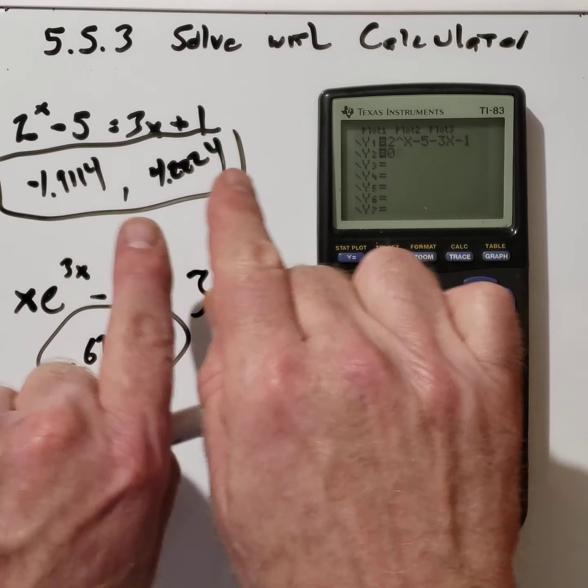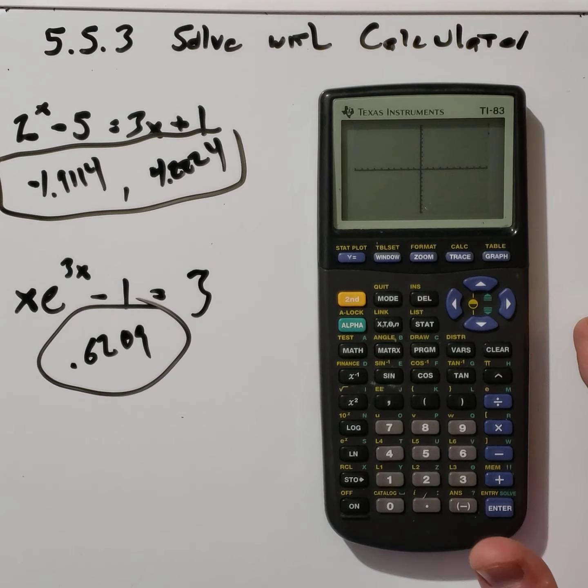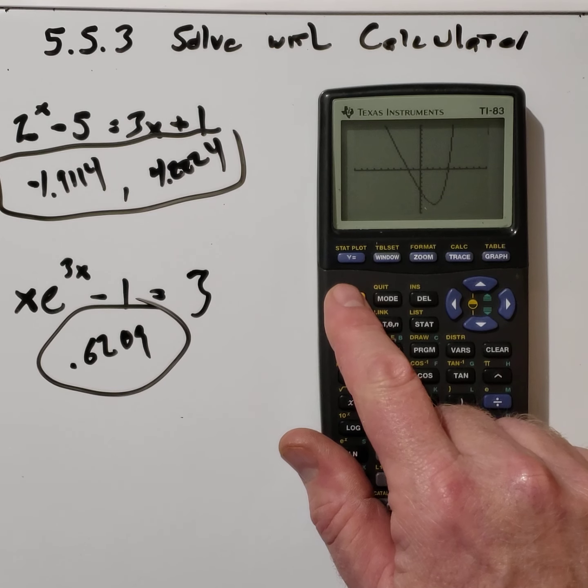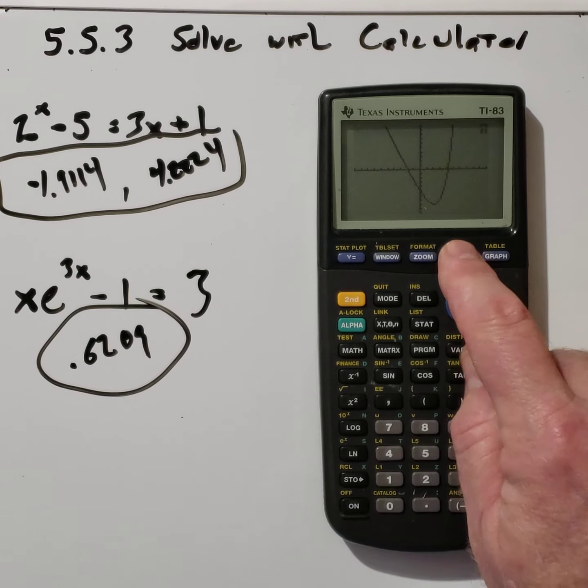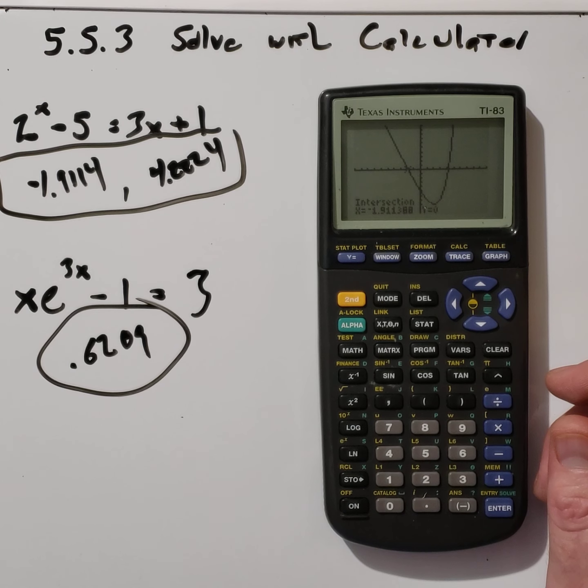So take all of this stuff, move it to one side of the equal sign, set it equal to 0 on the other side, and then you'll see we have those same x-intercepts again, and you can find them exactly the same way. Second calc 5, enter, enter, enter, and it gives us the same result. Sometimes that'll help if the calculator is unable to find the solutions to this one.